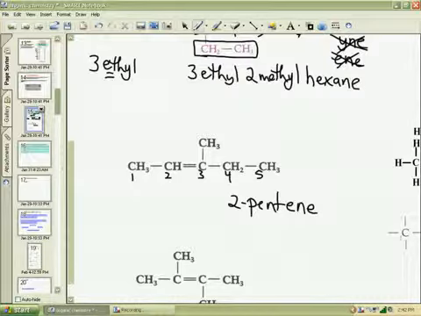Now, the only functional group I have on here is a methane. So it is a methyl pentene, and I have that attached at the third chain. So it's a 3-methyl-2-pentene.